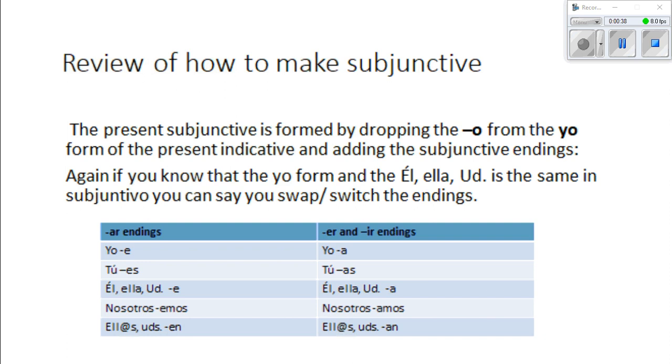So how do we form the subjuntivo? We go to the yo of the present indicative form, which is the same present tense that you learned in Spanish 1. You drop the O and add the subjunctive ending. That means that if you know that the yo and the he, she, it form is the same, you can say you swap the ending. So the AR endings get the e, es, e, emos, en, and the ER and IR endings get the a, as, a, amos, an.